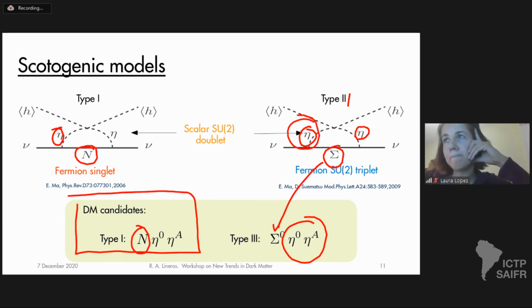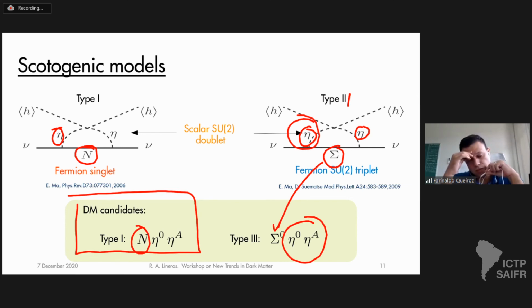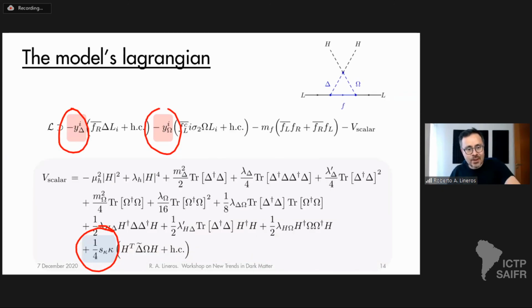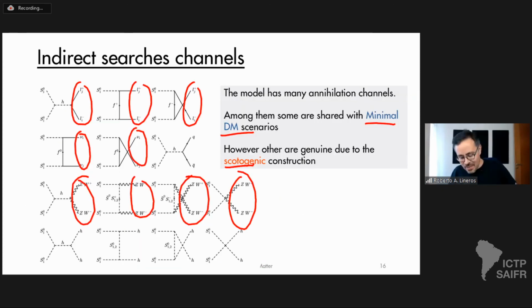Okay, so I do have one question, Roberto. Wouldn't you also have annihilation to gamma ray lines? Yes. In fact, it was the same question that somebody asked last week in the conference. Yes, we should have, but we didn't, because we were just testing if the model works. So we didn't have the time.